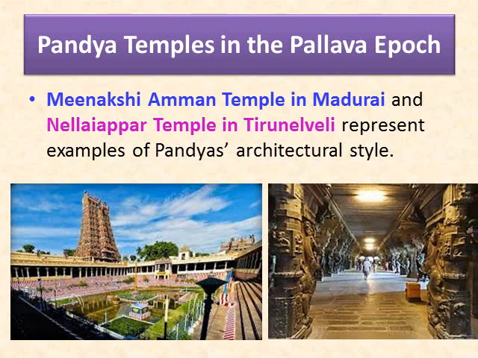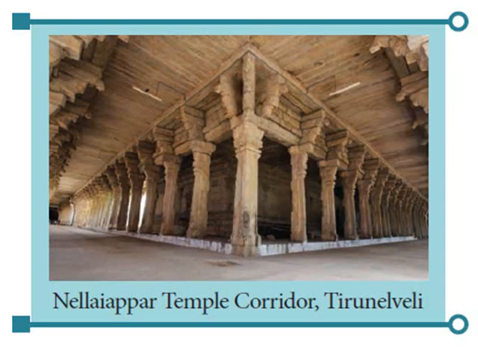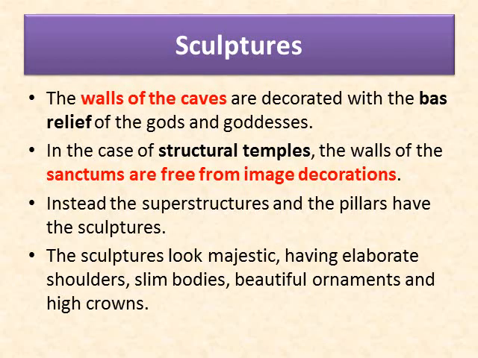The Meenakshi Amman temple in Madurai and the Nelliyappa temple in Tirunelveli represent examples of Pandya's architectural style. What you see on the picture is the corridor of the Nelliyappa temple in Tirunelveli. The Nelliyappa temple is dedicated to the deity Shiva, and Shiva is worshipped as Nelliyappa, represented by Lingam, and his consort Parvati is depicted as Kantimadi Amman. The sanctums of the temple and the gopurams were constructed by Koon Pandyan, who reigned in the 7th century AD. Now let us learn about the sculptures.